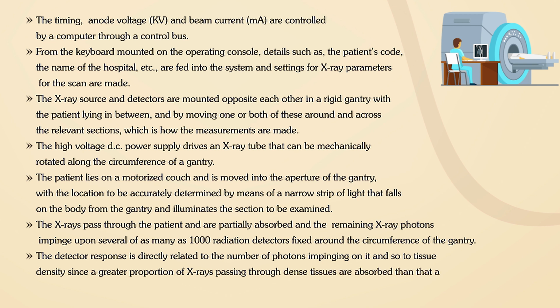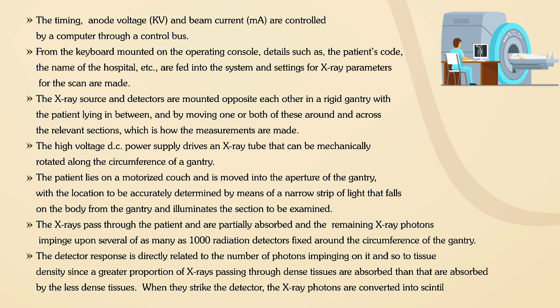The X-rays pass through the patient and are partially absorbed, and the remaining X-ray photons impinge upon several of as many as 1000 radiation detectors fixed around the circumference of the gantry. The detector response is directly related to the number of photons impinging on it, and so to tissue density, since a greater portion of X-rays passing through dense tissues are absorbed than are absorbed by the less dense tissues.